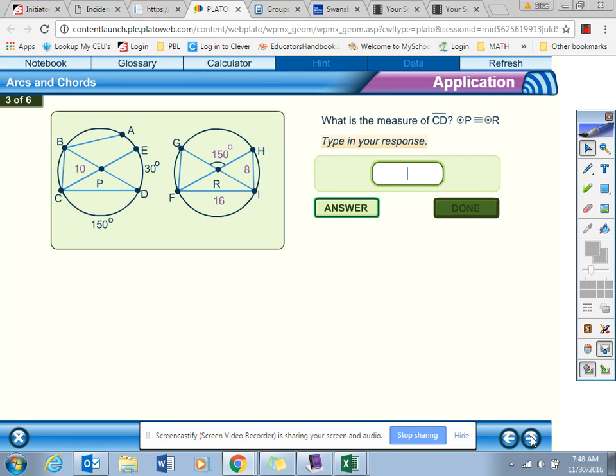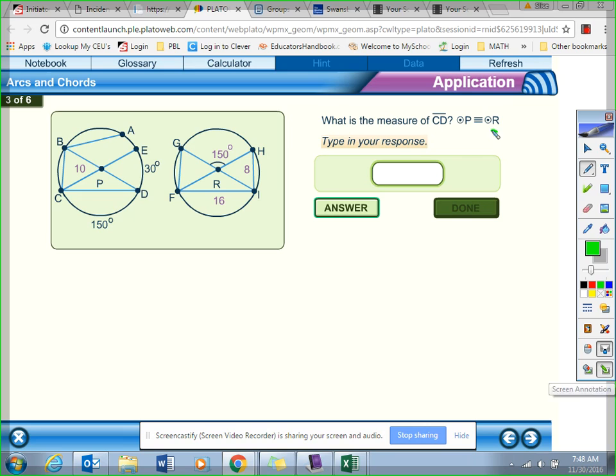Another one. So we look at this and we look at what they're asking for. Both circles are the same. So since both circles are the same, I know that anything in the P circle can be used in the R circle and vice versa. So they're asking for the segment CD. So let's look at where CD is at. CD is from here to here.